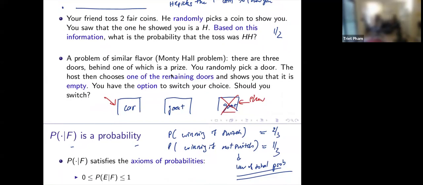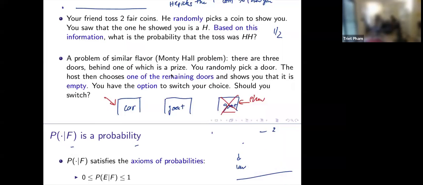Okay. So now let's pause here and see if you can see how you can use the law of total probability to establish what I just said. So you want to look at the probability of winning if you switch, let's say.